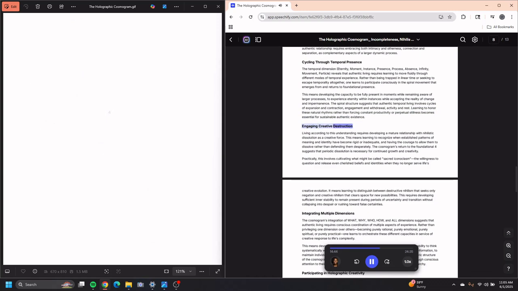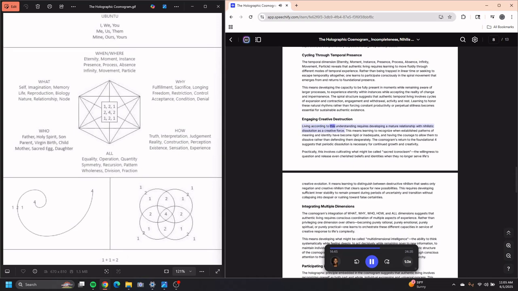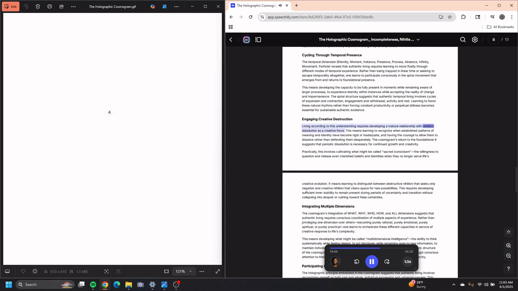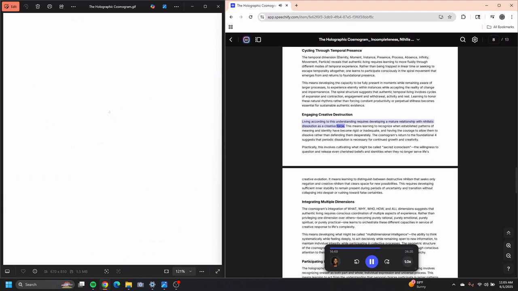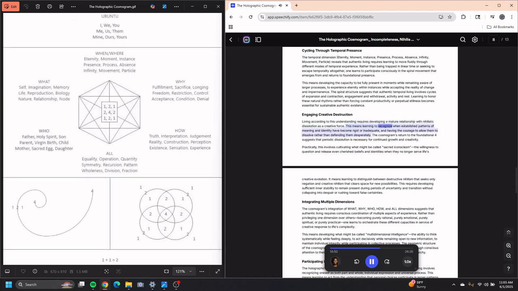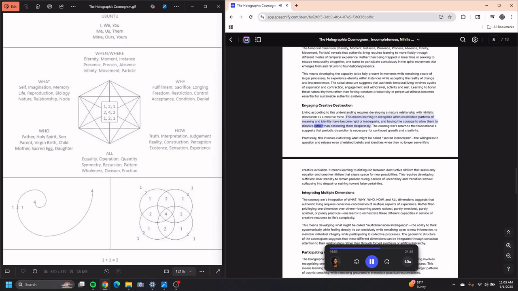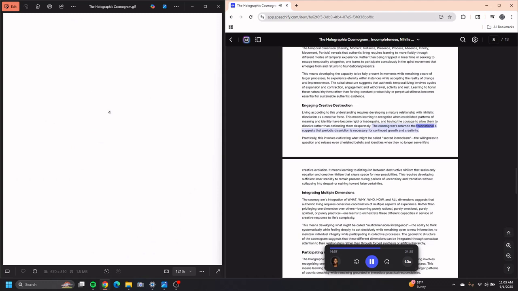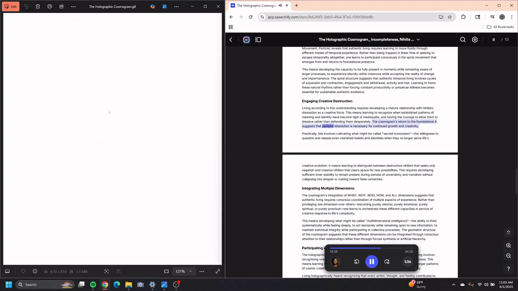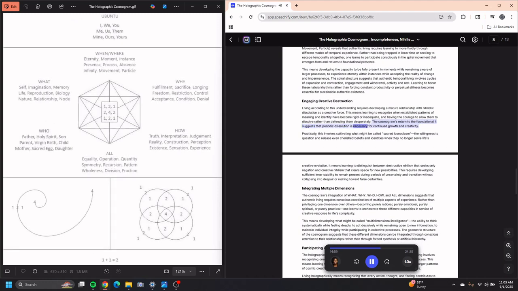Engaging creative destruction. Living according to this understanding requires developing a mature relationship with nihilistic dissolution as a creative force. This means learning to recognize when established patterns of meaning and identity have become rigid or inadequate, and having the courage to allow them to dissolve rather than defending them desperately. The cosmogram's return to the foundational four suggests that periodic dissolution is necessary for continued growth and creativity.